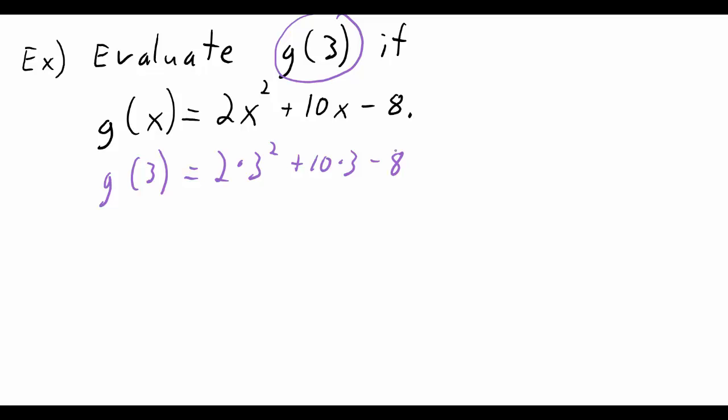Now we can work out the order of operations. First we do the exponents, next we'll multiply. Now we'll add and subtract from left to right. So g of 3 equals 40.